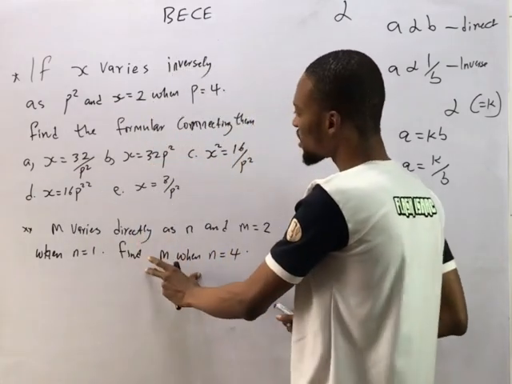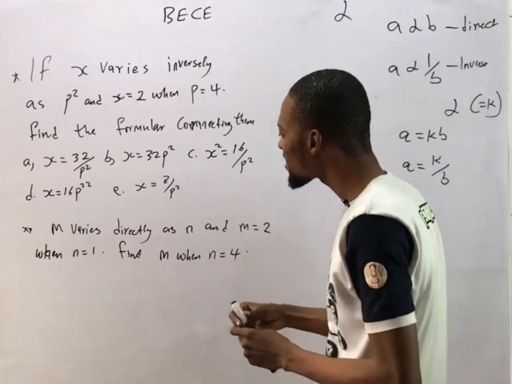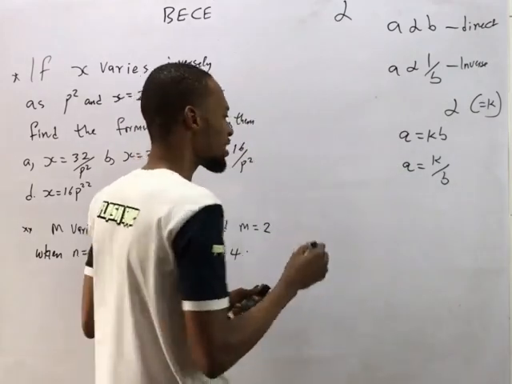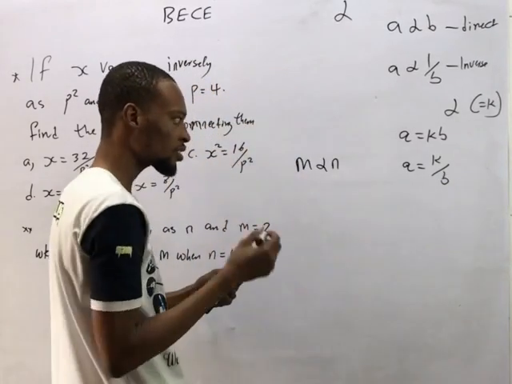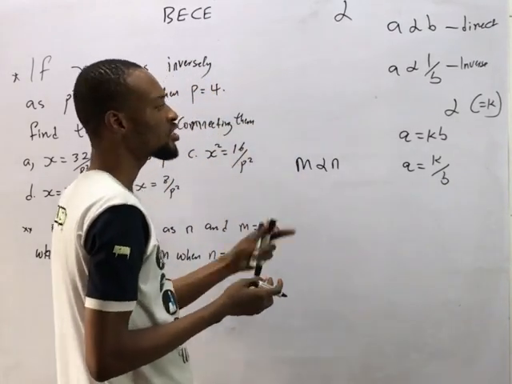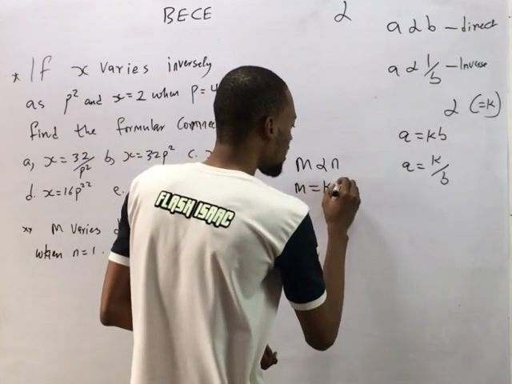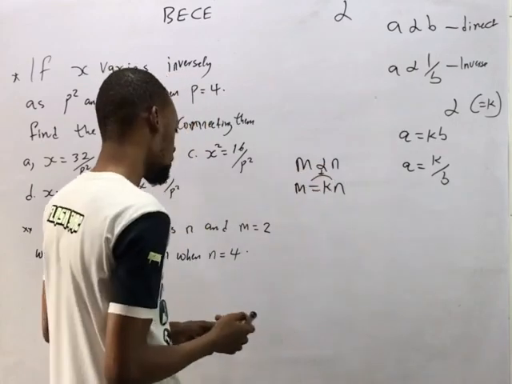Now let's look at the questions. I'll prefer we start with this second one. It says M varies directly as N. So like I told you, this is how you represent that: M varies directly as N. And changing it to the equality sign, it becomes M is equal to Kn. So the proportionality sign is the same as Kn.